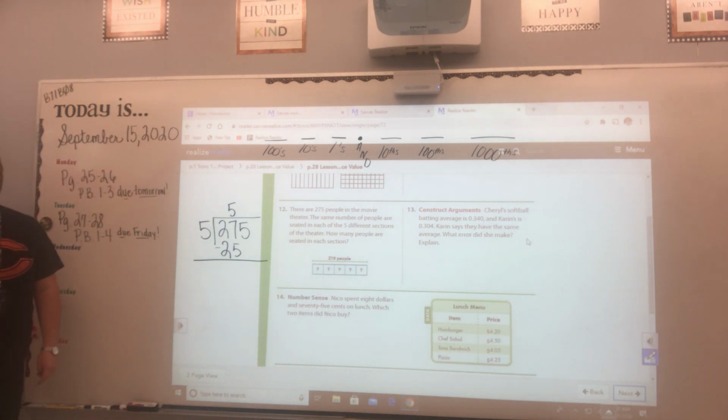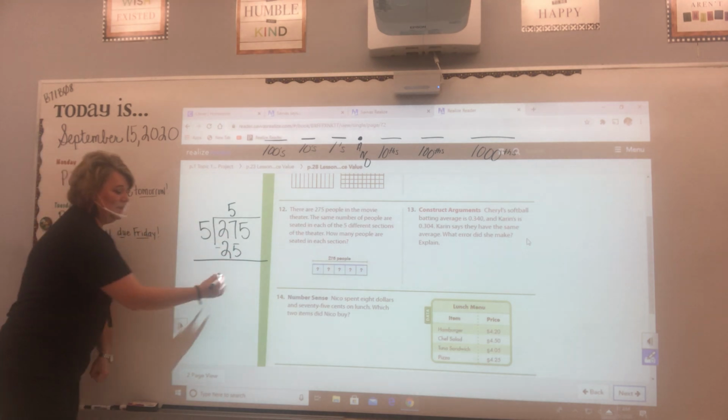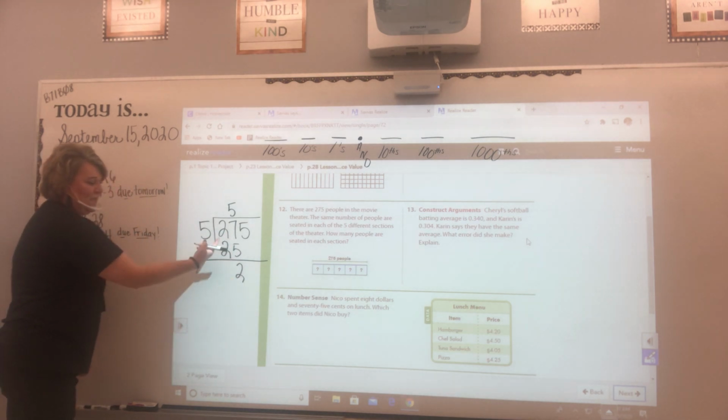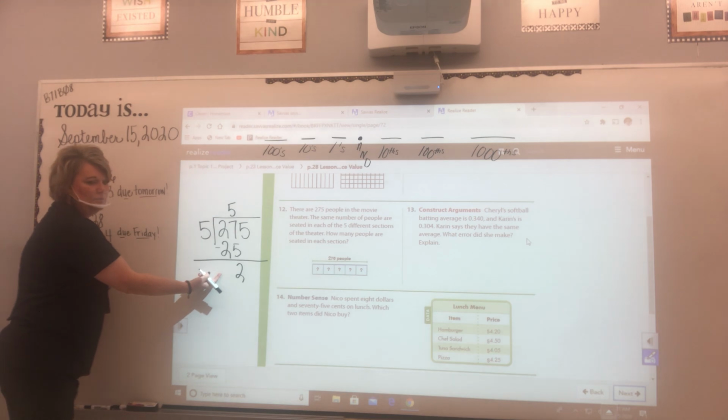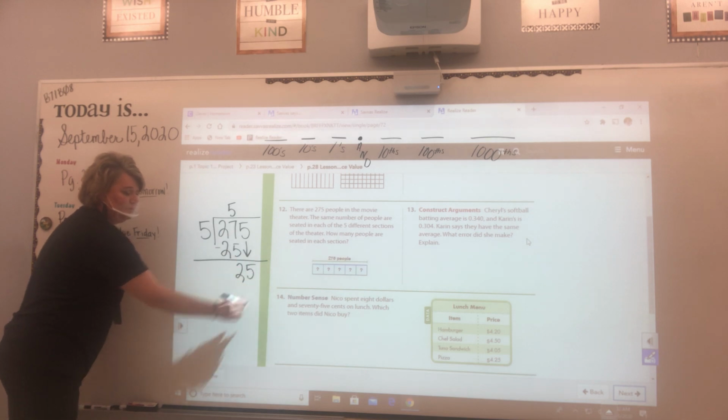So far, your paper should look just like my paper. Now we're going to subtract. 27 minus 25 would be 2. I usually don't put anything there, I usually leave that blank. Now I'm going to bring this 5 down. Draw your arrow and bring that 5 down.